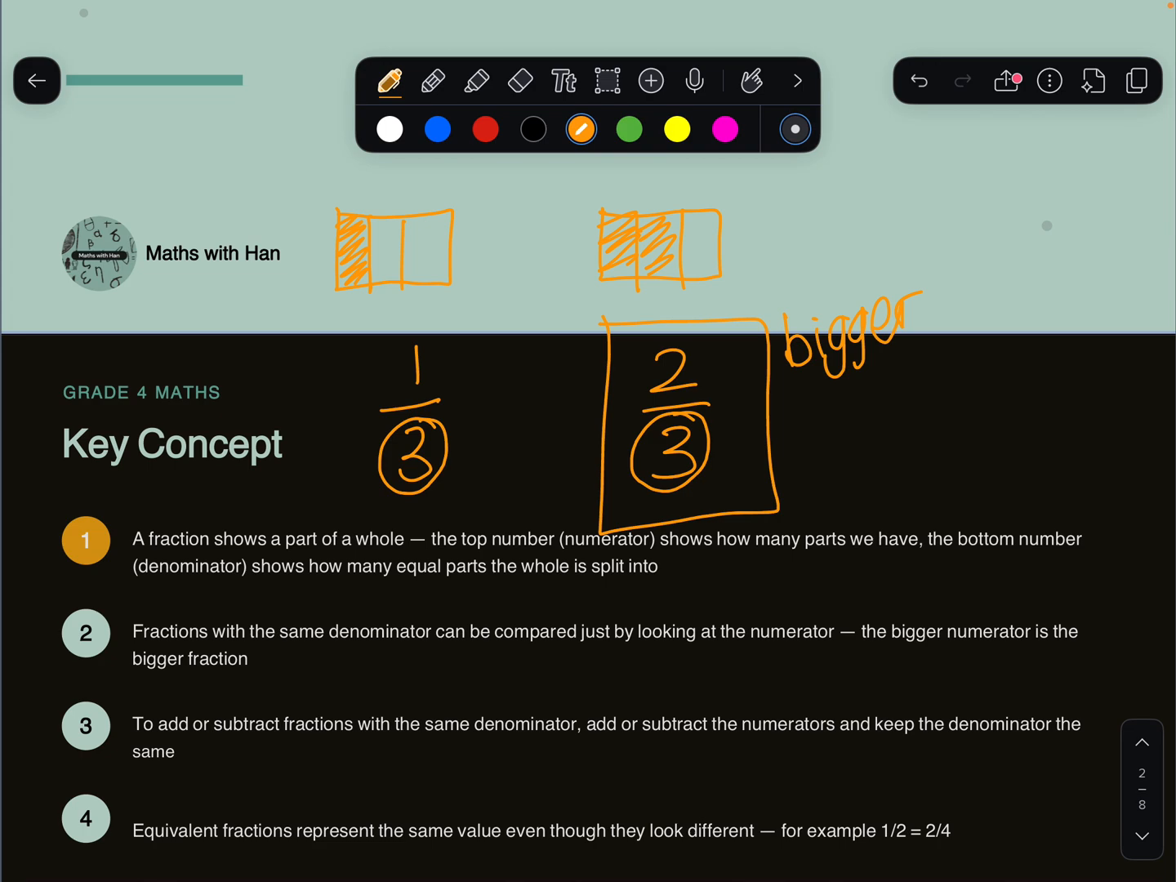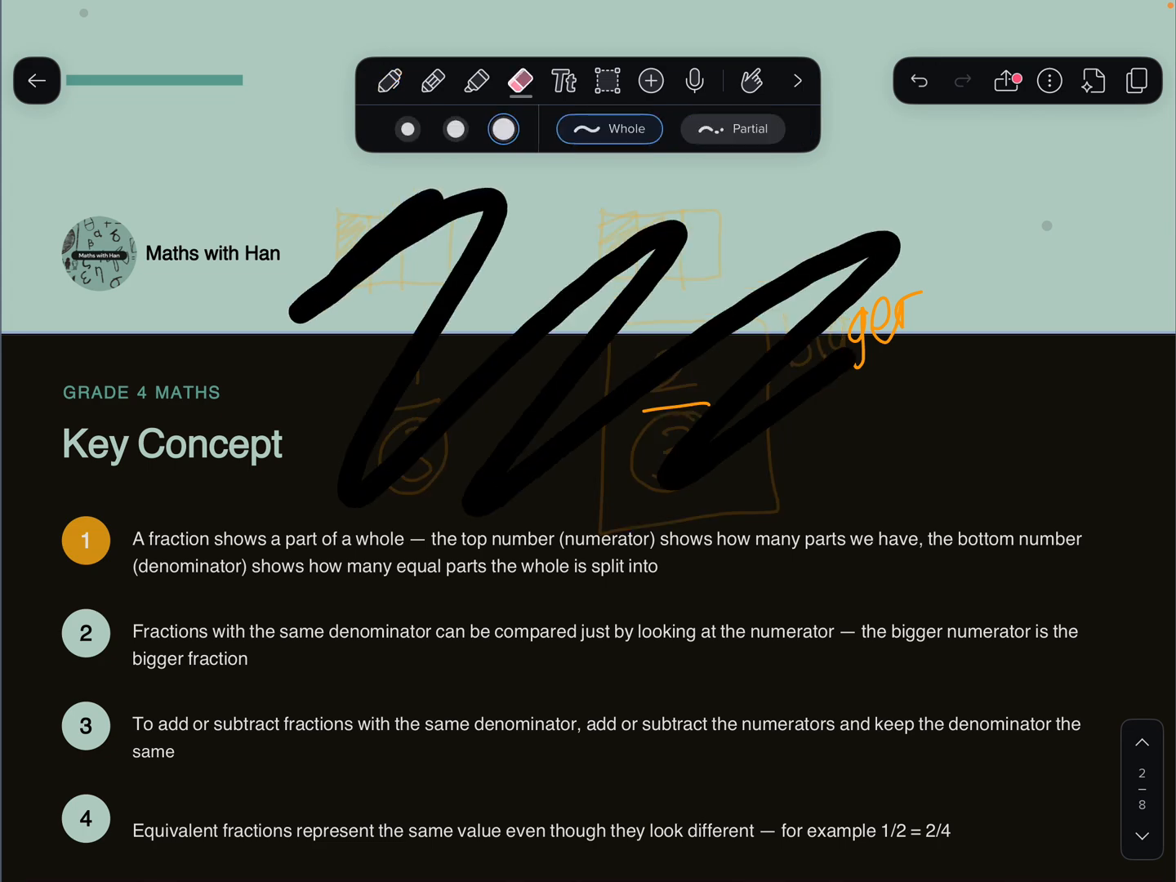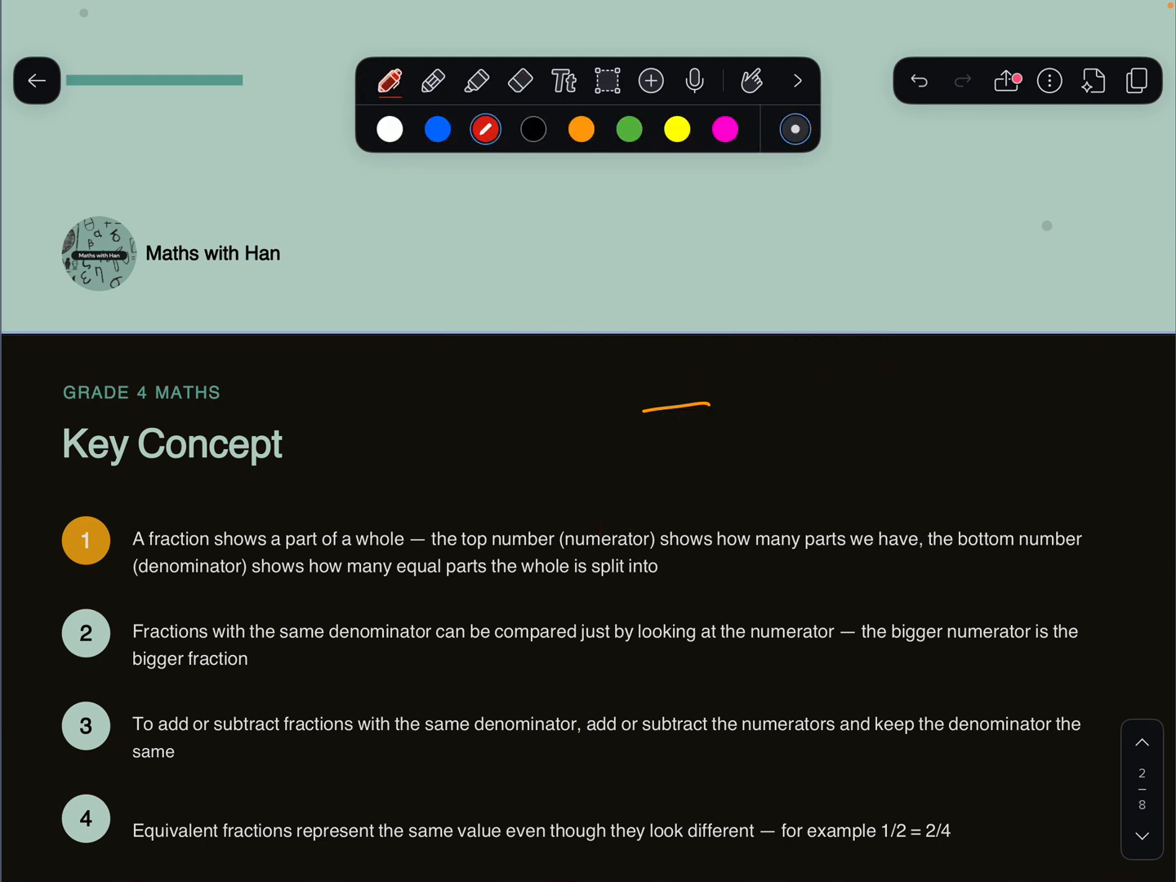Then the third concept: to add or subtract fractions with the same denominator, you can add or subtract the numerators and keep the denominator the same. So if we are asked 1/4 add 2/4, the denominator is the same, so that always stays the same. You just add the top, so 1 plus 2 is 3.